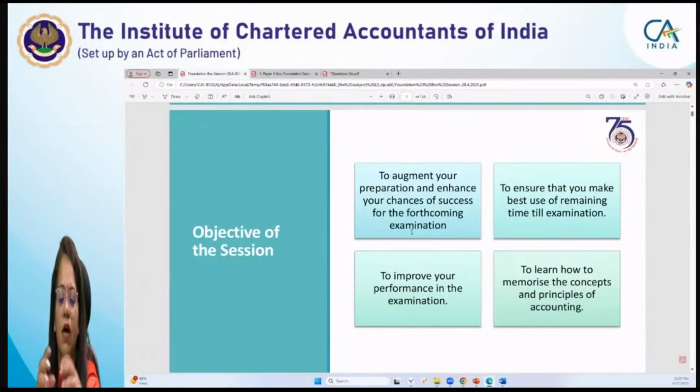Then we have dissolution of accounts. If the partnership or an LLP comes to an end, what accounts should be there, what should be the proportion of profit divided amongst the partners at the time of dissolution, and how much should be the liability. All these things are taught in the partnership accounts.